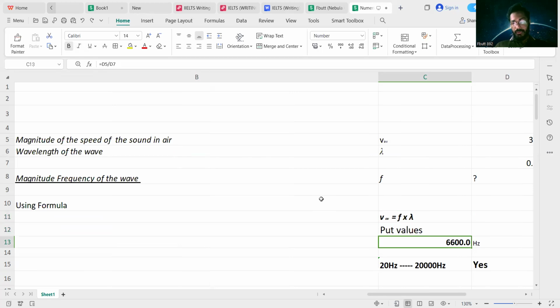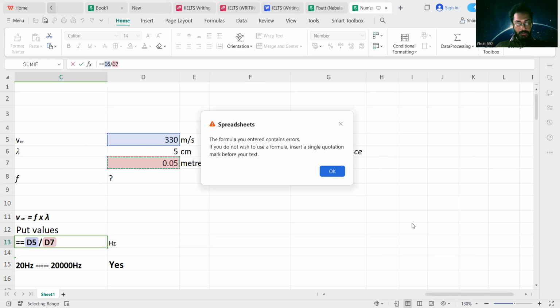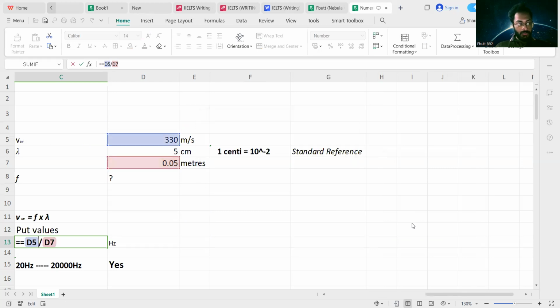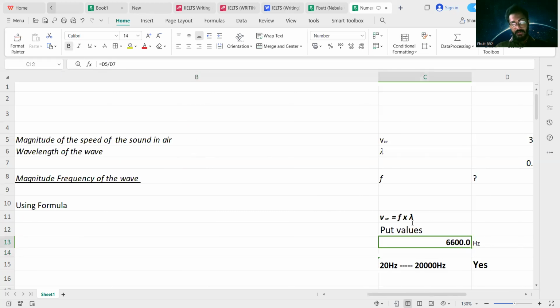By putting values, we'll get the answer 6600 hertz. How is that particular answer derived? As we know, the frequency is equivalent to average speed divided by wavelength. Average speed is 330 meters per second, divided by the wavelength, which is 0.05 meters. So we'll get the answer in hertz, which is 6600 hertz.